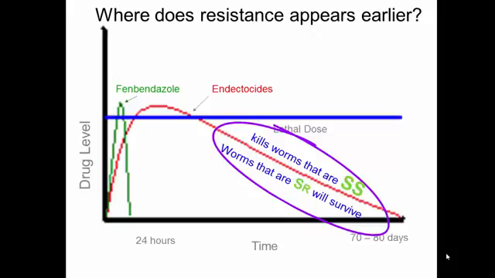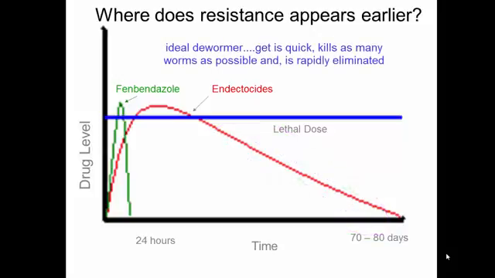In conclusion, if we want to select a dewormer from the standpoint of slowing resistance, we need one that gets in the body, acts quickly, killing as many of the worms as possible, and basically is rapidly eliminated from the body in just a matter of 1 or 2 days.